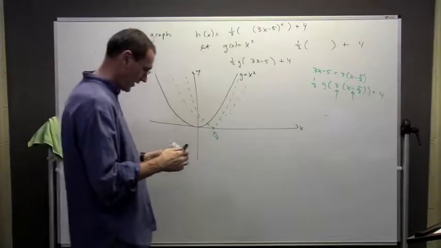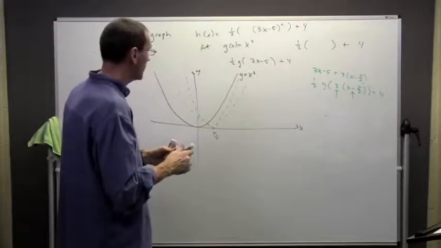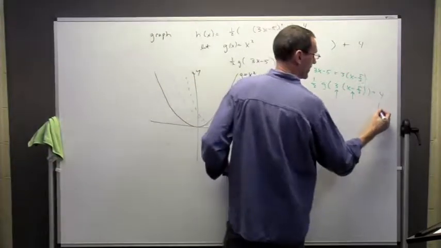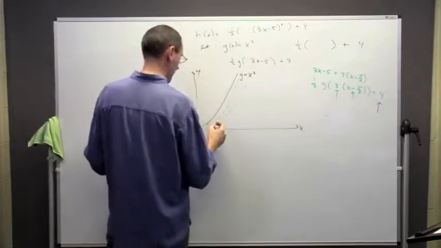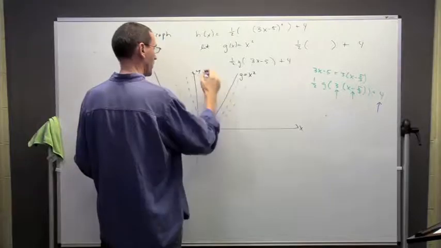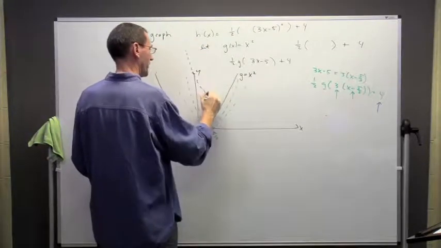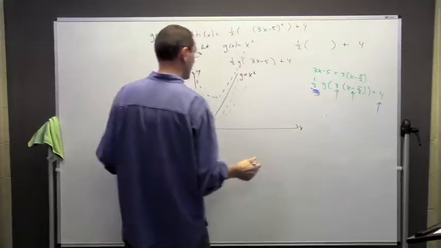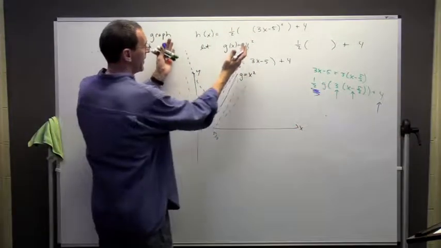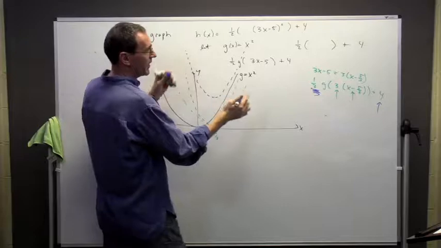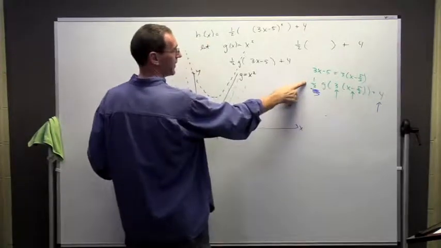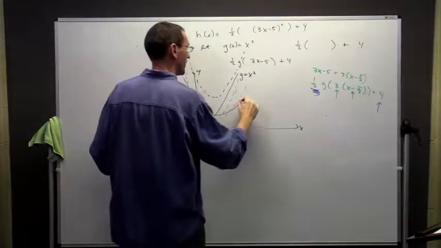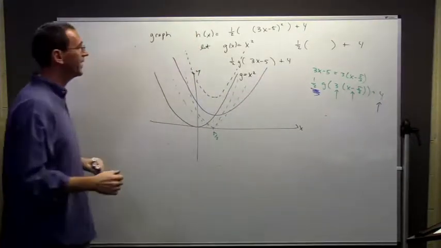Okay. Now I can focus on the vertical parts. So what does this say? This says shift it up 4. So I'm going to go 1, 2, 3, 4. So I have this thing like this. But now, what does this say? Because this is scaling it vertically, scaling it by a half, I'm going to have something that looks like that.